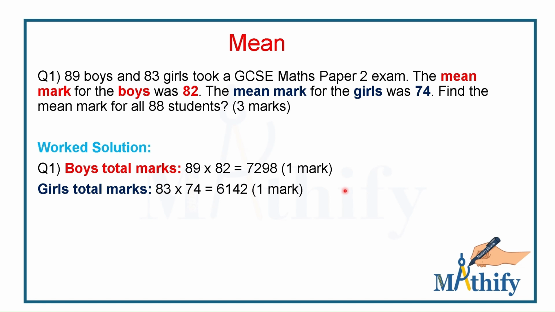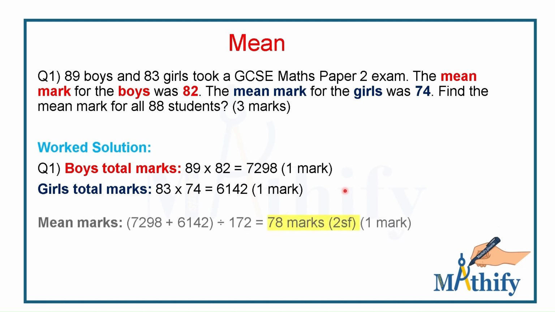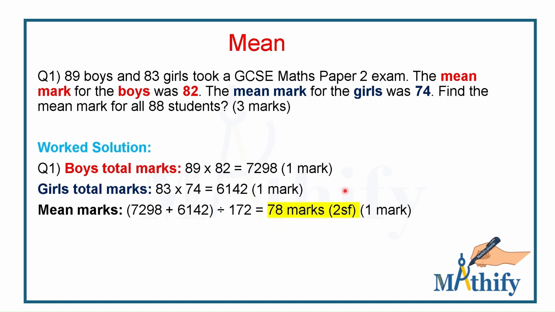To get the final mark, now we need to work out the mean marks. So we need to do 7,298 plus 6,142 divided by 172. 172 comes from 89 boys plus 83 girls. So that will give us our final answer of 78 marks to 2 significant figures. So these are your 3 marks secured.